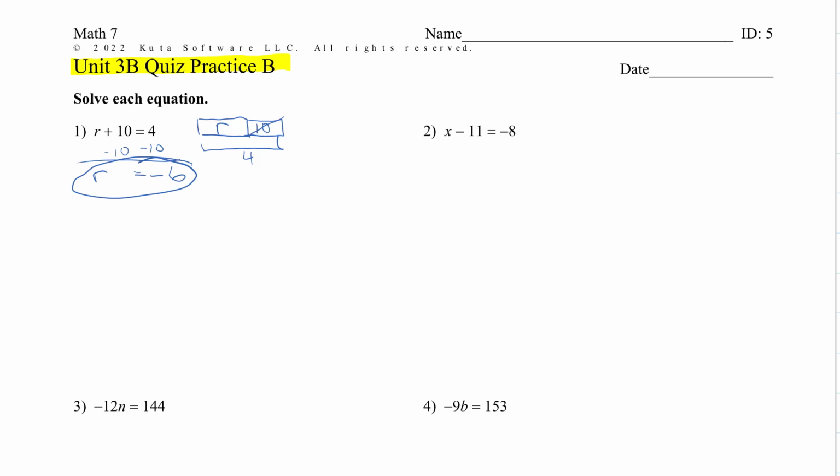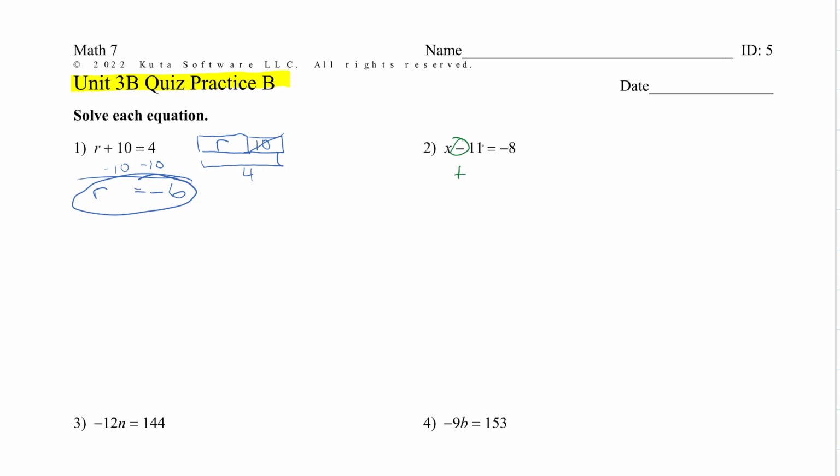All right, on this next one, I've got x minus 11. Now that minus tells me to undo it, I need to add. So I need to add 11 because that's the amount that was being subtracted, but I have to do that to both sides, which means I've got x is equal to, let's see, these guys cancel like we meant, and 11 plus negative 8 is going to give me 3, and I'm all done.